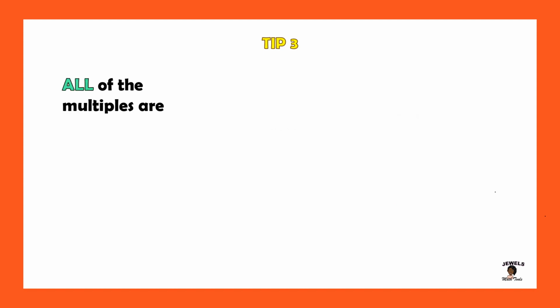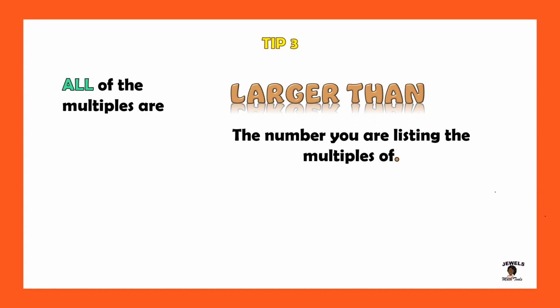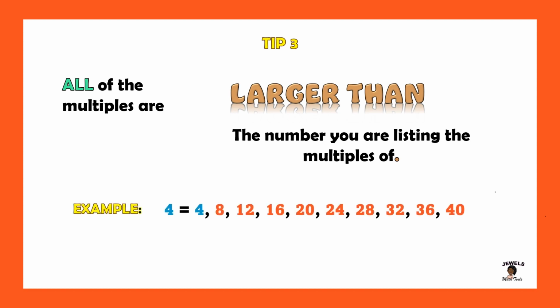Tip number 3. All of the multiples are larger than the number that you are listing the multiples of. And if we go back to our number 4, notice that the smallest multiple I have listed is the number 4. And 4 is the number that I'm listing the multiples of. And each and every multiple that follows the number 4 increases as we move on. So please remember that when listing your multiples for any number, the smallest multiple will always be the number that you are listing the multiples of, and each of the multiples should be getting larger than the previous one.